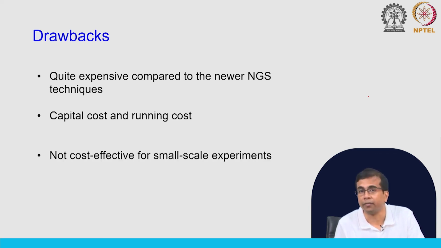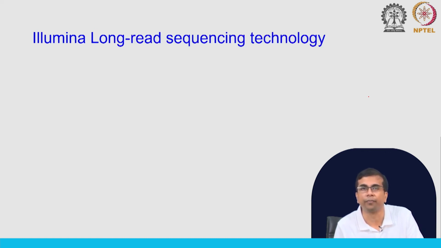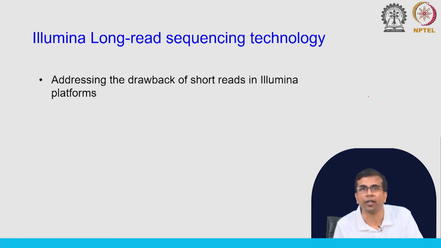It is not cost effective for small scale experiments, because you can see the numbers are really large, the number of reads that you are getting. So, if you have only 1-2 samples, you do not want too much data, then this is not the method that you will use for your application. And one of the major drawbacks is that we get only short reads, up to 2 into 250 base pairs. To address this, Illumina has developed something called long read sequencing technology.